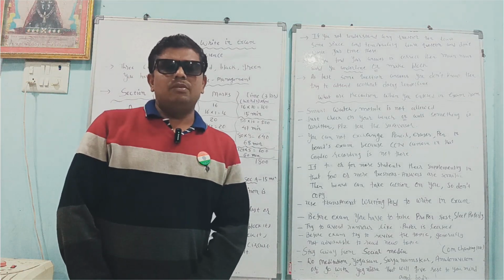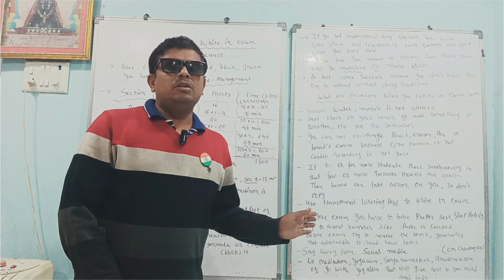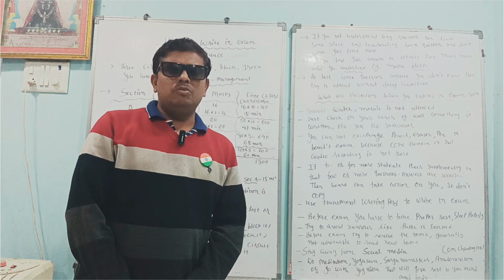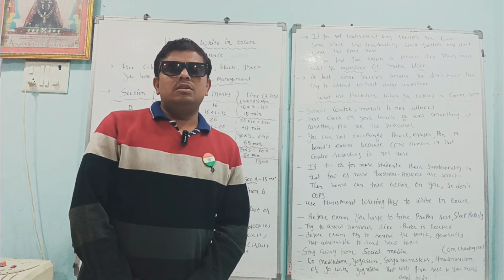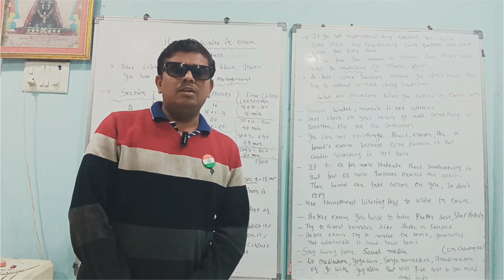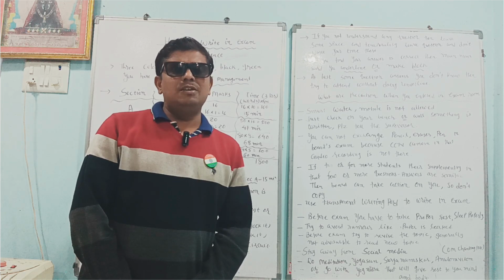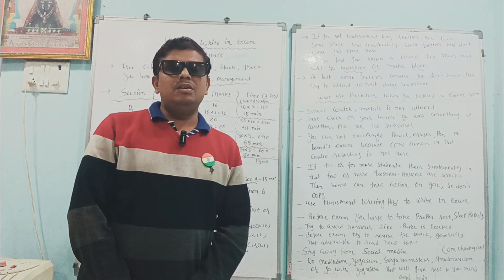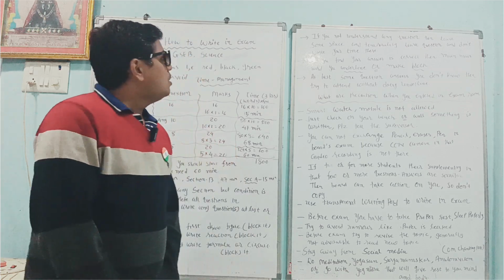So in physics, write the formula and make a block, or if there is a circuit, also make a block. Why? Because it is easily visible to the paper checker that you write well, and first impression is the last impression. When he or she is impressed by your paper, maybe they can give more marks.